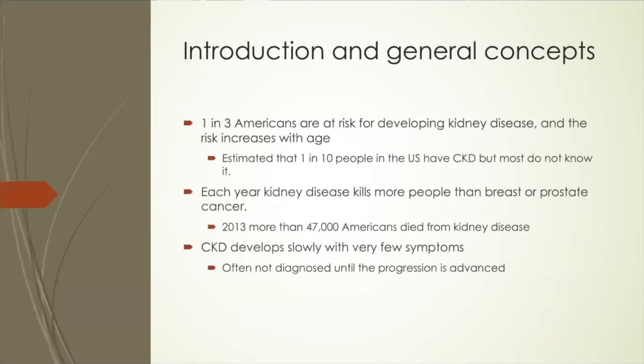1 in 3 Americans are at risk for developing kidney disease, and the risk increases with age. It is estimated that 1 in 10 people in the United States have CKD but do not know about it. Each year, kidney disease kills more people than breast or prostate cancer. In 2013, more than 40,000 Americans died from kidney disease. CKD develops slowly with very few symptoms, often not diagnosed until the progression is advanced.